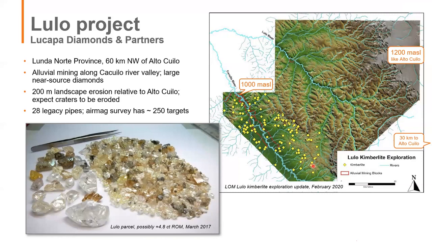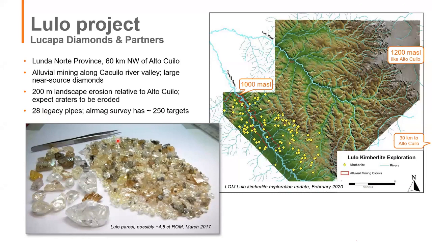But to add to that inventory of kimberlite, they also have a lot of very nice diamonds in this river called the Cuilo, which they are mining. This is their alluvial mining blocks in red. And what they're getting out of these alluvials are these diamonds over here, including a large amount of type 2s. And they have 28 legacy pipes on this concession and an AMAG survey with about 250 targets.